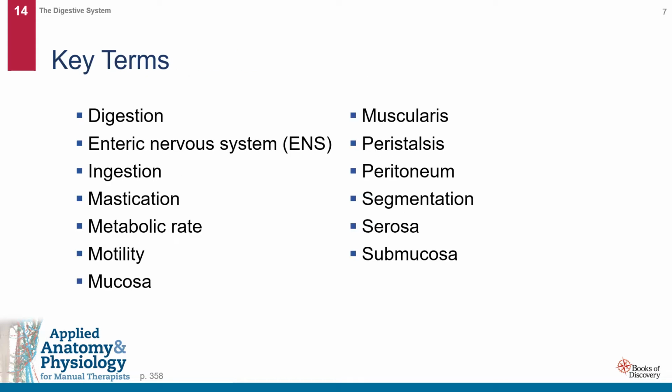And here are the key terms that we will consider: digestion, the enteric nervous system or ENS, ingestion, mastication, metabolic rate, motility, mucosa, muscularis, peristalsis, peritoneum, segmentation, serosa, and submucosa.